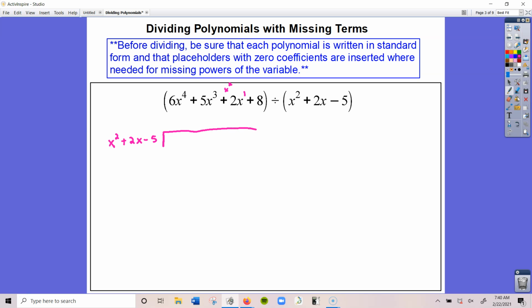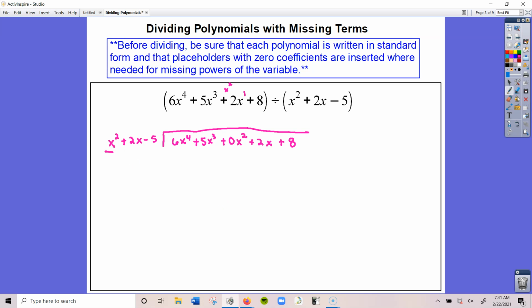And now here, when I write out my dividend, I have the 6x to the fourth plus 5x to the third. I am missing the x squared, so I'm going to write plus 0x squared. And this is because when we do the division, at some point we are going to have a variable that has x squared. And if I don't have this as a placeholder, the variables will not line up and you won't be able to subtract. So that's why we put that there. Then you just continue writing the rest of the problem. So plus 2x plus 8.